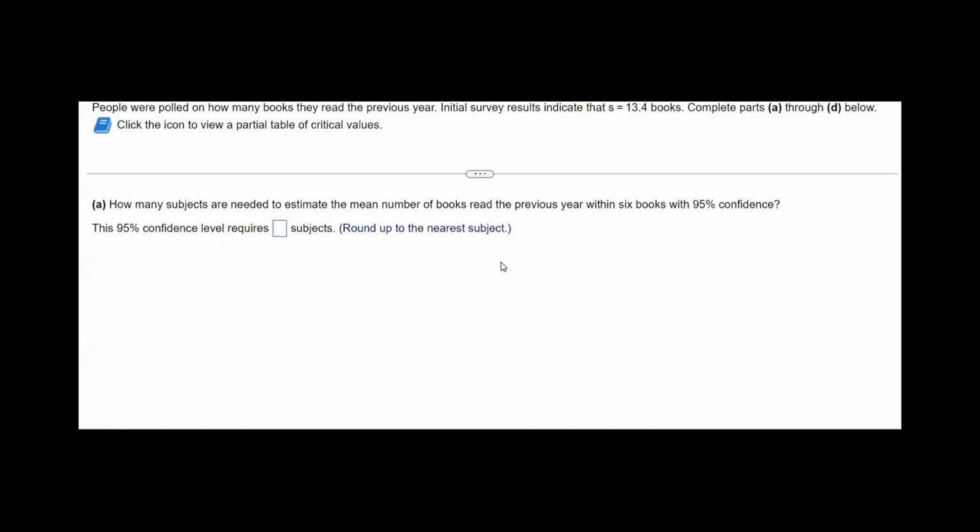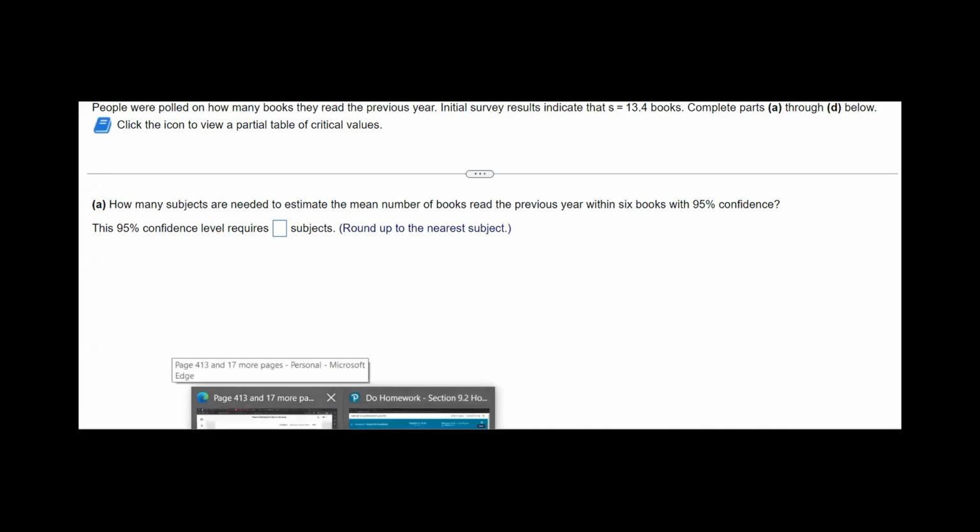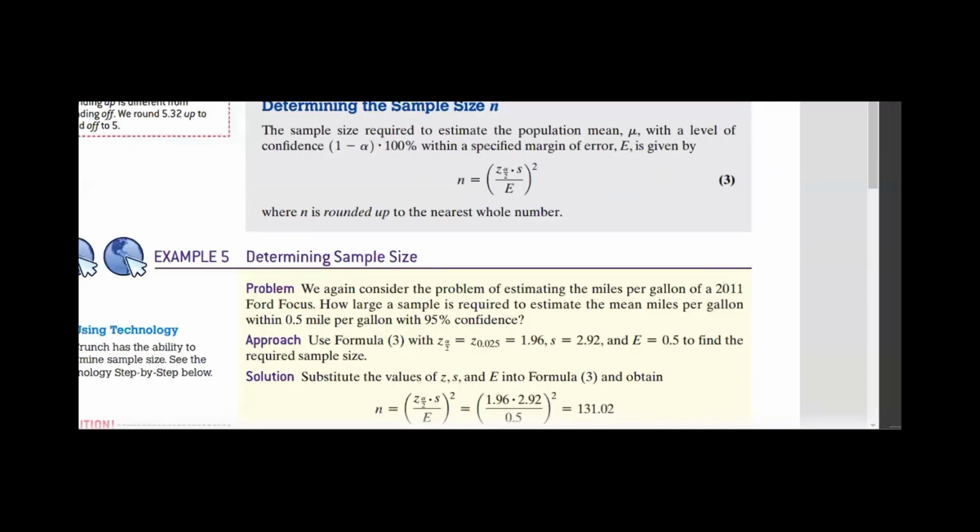All right, so people are asked about how many books they read the previous year. The sample standard deviation is 13.4, and we are given a margin of error of 6 books. We want to get that margin of error and have a 95% confidence level. Now, compared to some other things that were talked about, where we could not use the normal distributions, i.e. Z, we went to the T distributions.